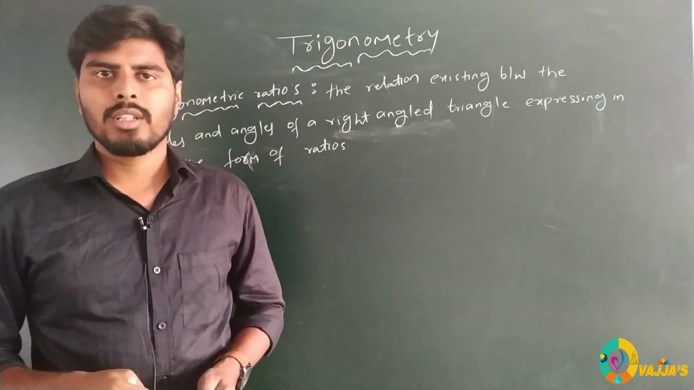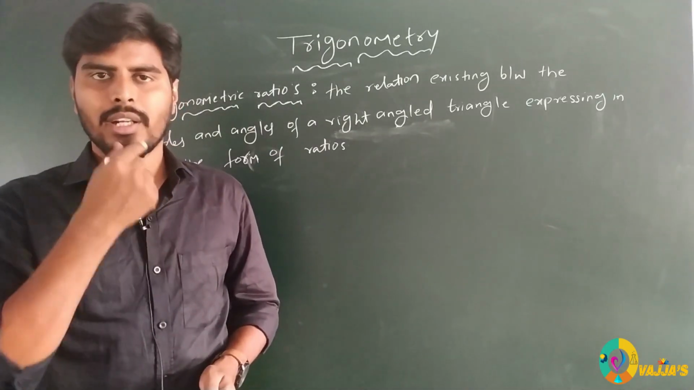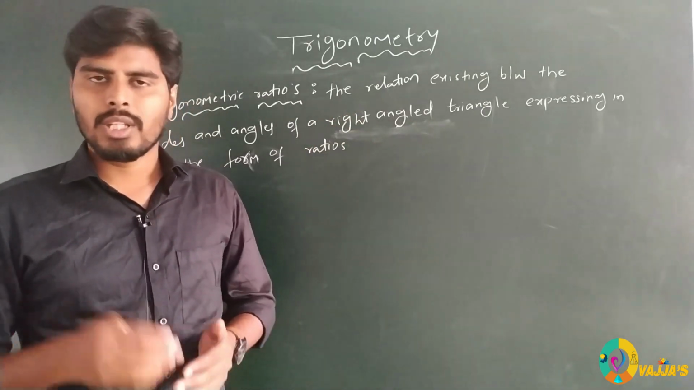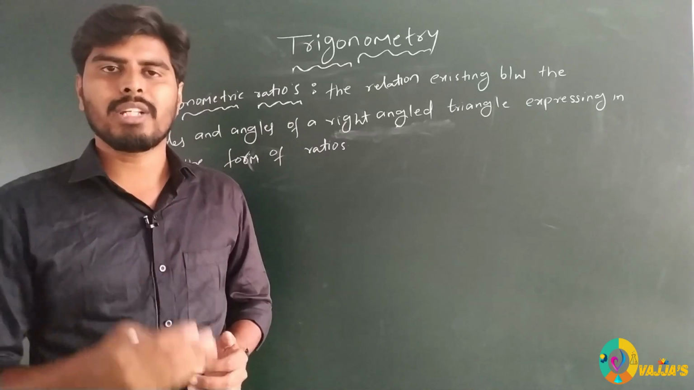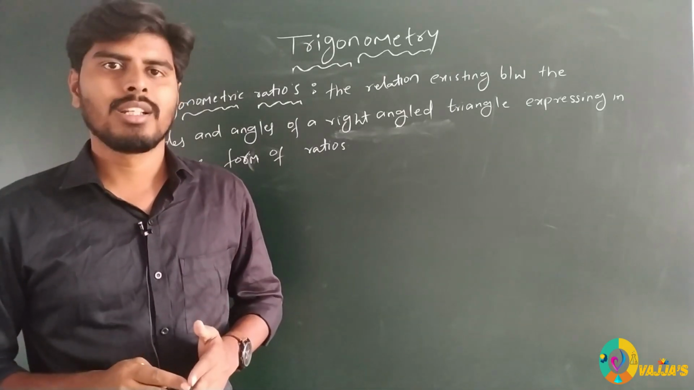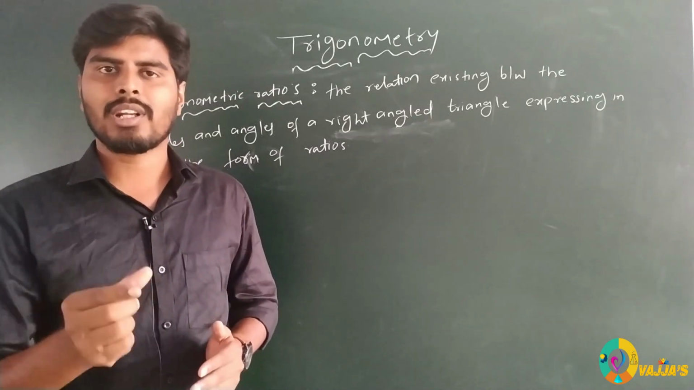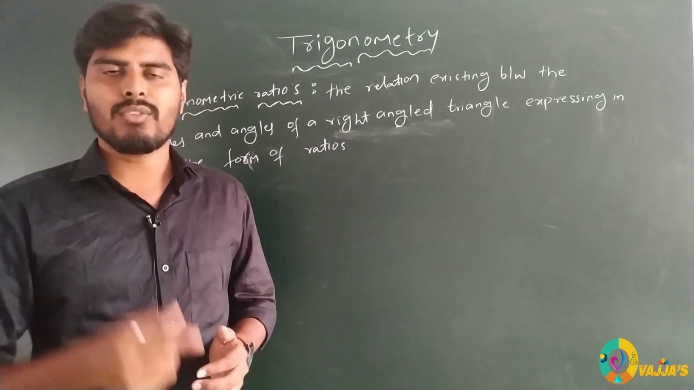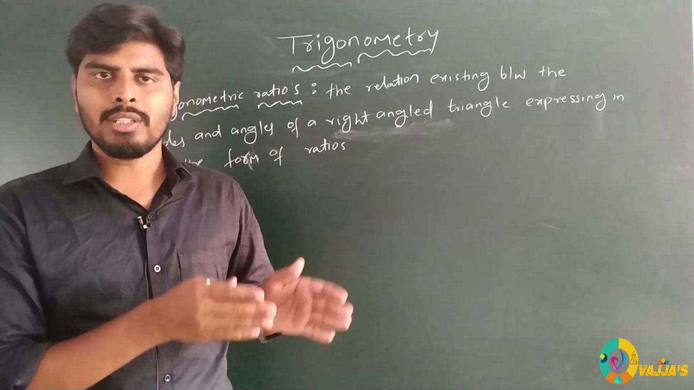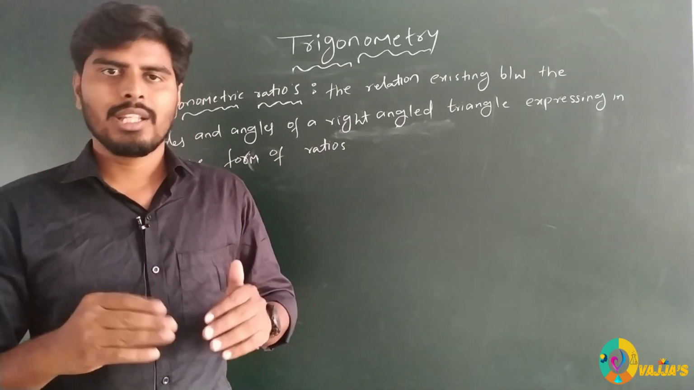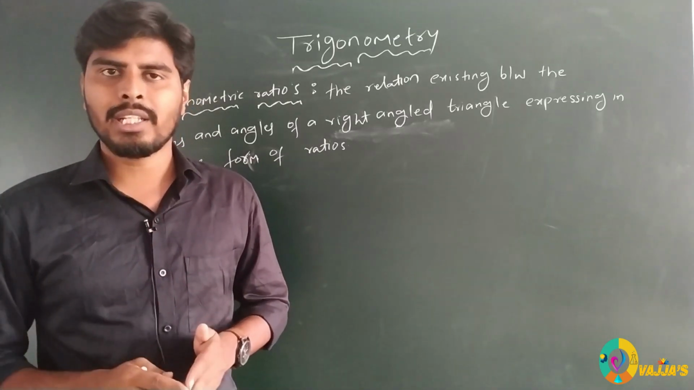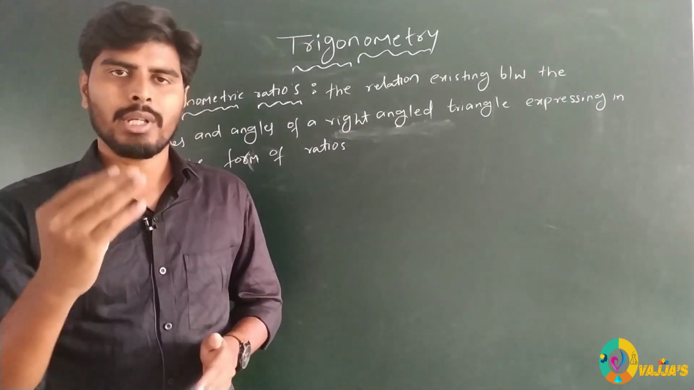In trigonometry, the first topic is trigonometric ratios. So what are the trigonometric ratios here? The relation existing between the sides and angles of a right angle triangle, underline the words right angle triangle, expressed in the form of ratios. So here I am making a relation between the sides and angles of a right angle triangle. We are using a right angle triangle to define the trigonometric ratios.